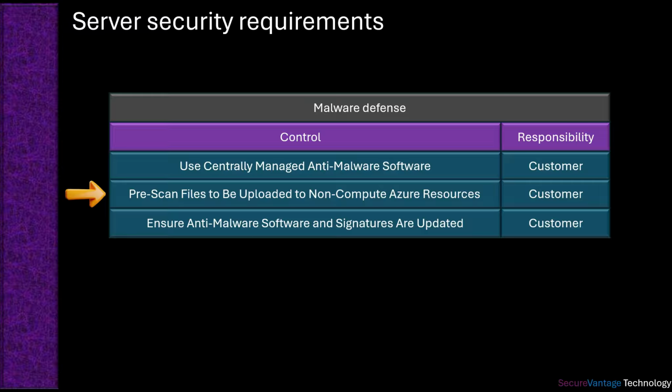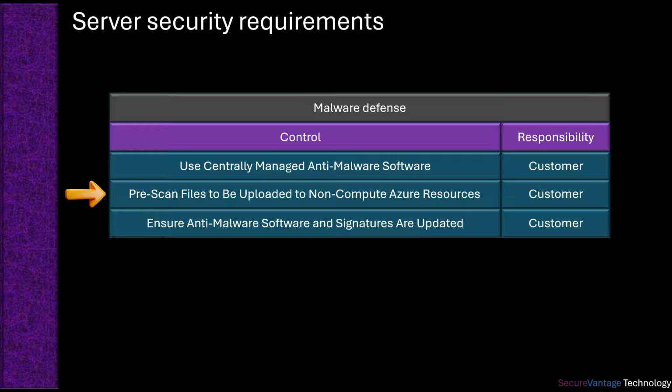Second control is pre-scan files to be uploaded to non-compute Azure resources. Imagine you are receiving a package at your fortress. Before bringing it inside, you would want to check for hidden dangers. Similarly, when files are uploaded to non-compute Azure resources like App Service, Data Lake Storage or Blob Storage, they should be pre-scanned to ensure they are not carrying any malware. You can use Azure Defender for Storage to automatically detect and alert you to any malware trying to sneak into your storage accounts.